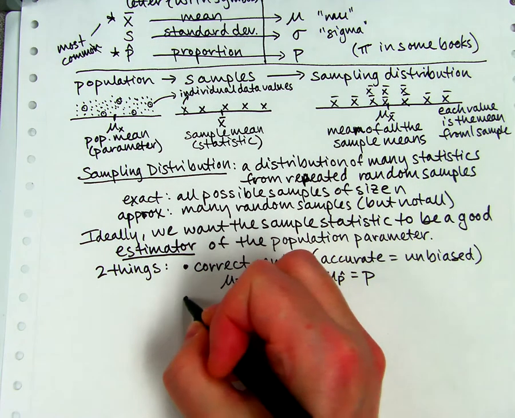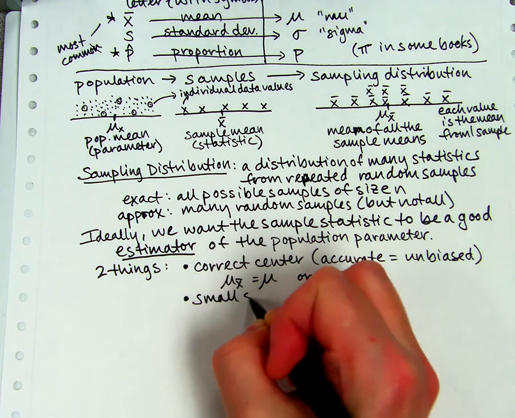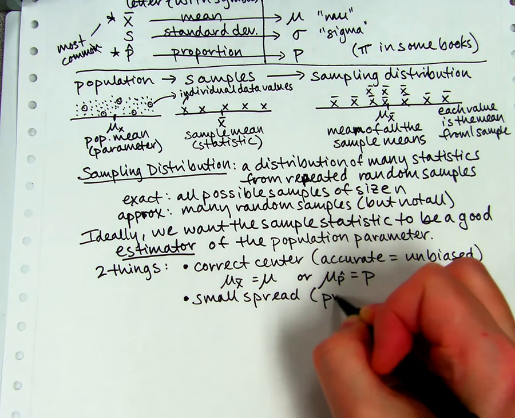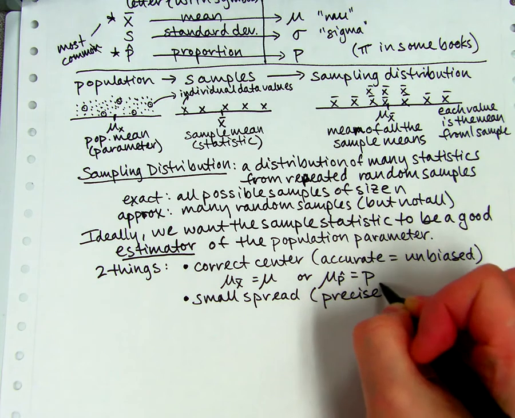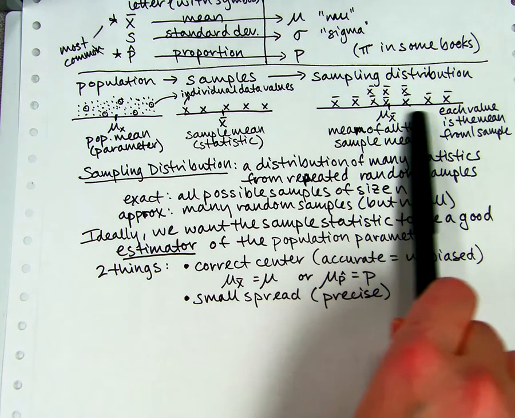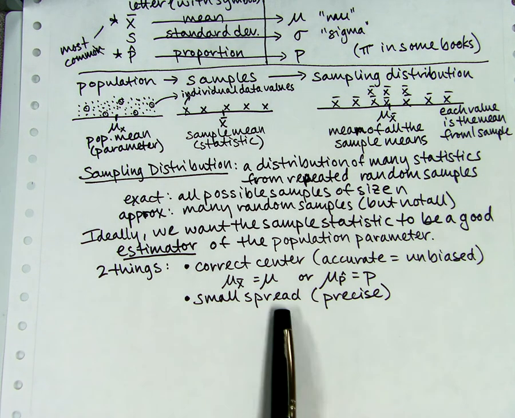And then the second thing that we're hoping will happen is we will have a small spread. And the official word for that is precise. And that means that we just want the standard deviation of all of these x bars to be as small as we can manage it. And we'll be talking again about that as we work through the chapter about how to make that happen and what situations make this happen more likely. But for right now, those are the two criteria that we're going to be hoping for in this chapter.